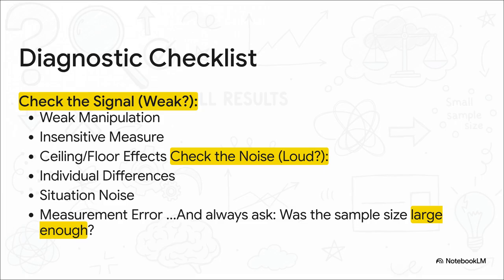Then you pivot and check the noise. Was there too much random chaos from individual differences, situation noise, or bad measurement? And wrapped around all of it is that one crucial question. Was the sample size big enough? This checklist is your key to cracking any case.